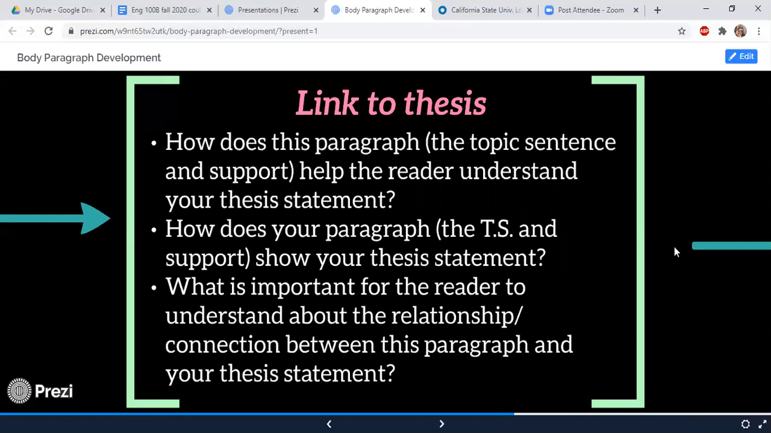How does your paragraph, the topic sentence and the support with your examples and analysis, how does it show your thesis statement? What is important for the reader to understand about the relationship or the connection between this paragraph and your thesis statement? Okay, this is really important. We want to make sure that by the end of your paragraph, it should be crystal clear to the reader why all of this was significant for you to take the time and describe. It should be really clear how it connects back to your thesis statement. Okay.